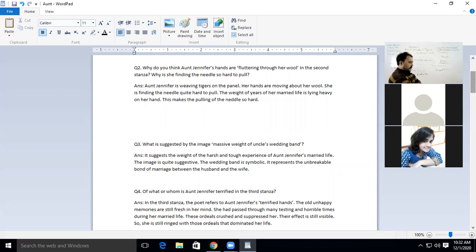So Aunt Jennifer is weaving tigers on the panel. Her hands are moving about her wool. She is finding the needle quite hard to pull. The weight of years of her married life is lying heavy on her hand. So it's written, the weight of years of her married life is lying heavy on her hand. This makes the pulling of the needle so hard.